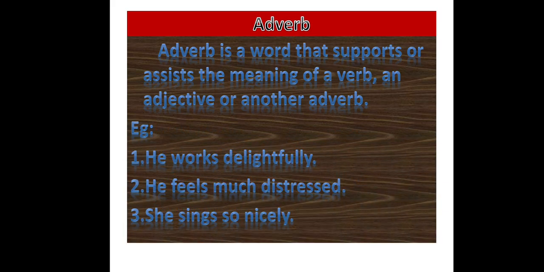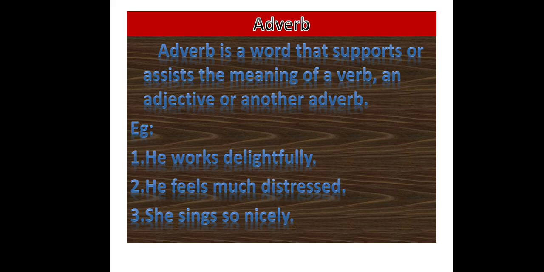Let us discuss adverb. An adverb is a word that supports or assists the meaning of a verb, an adjective, or another adverb. So here, an adverb is nothing but a word which works as an assistant for the meaning of a verb or adjective or another adverb also. He works delightfully. In this particular sentence, we are dealing with somebody's work, but how does he work? He works delightfully. So delightfully is an adverb here.